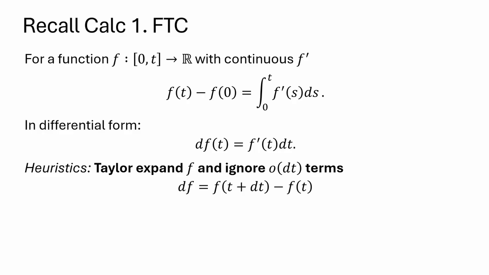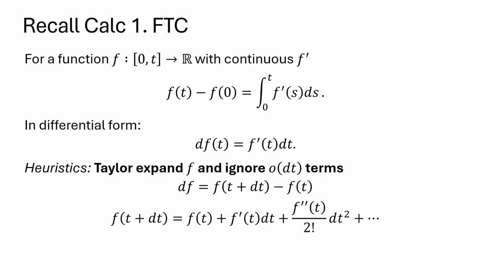We write df equals f of t plus dt minus f of t, and the Taylor expansion reads f of t plus dt equals f of t plus f prime of t dt plus f double prime of t over 2 factorial times dt squared, plus and so on. The expansion is not rigorous because we're not even assuming the existence of f double prime. But the point is, whatever follows the linear term f prime of t dt is a higher order term of dt and can be ignored. Rearranging, we obtain the differential form.